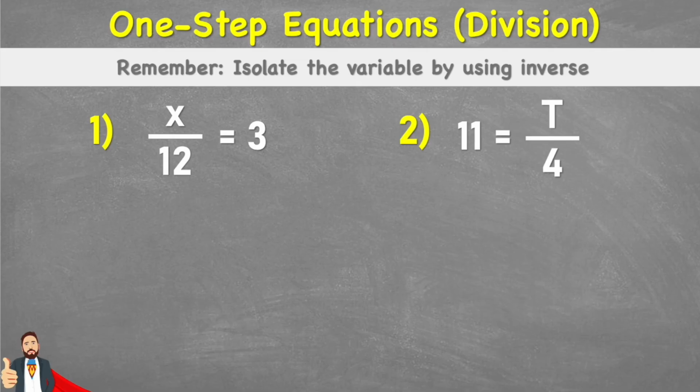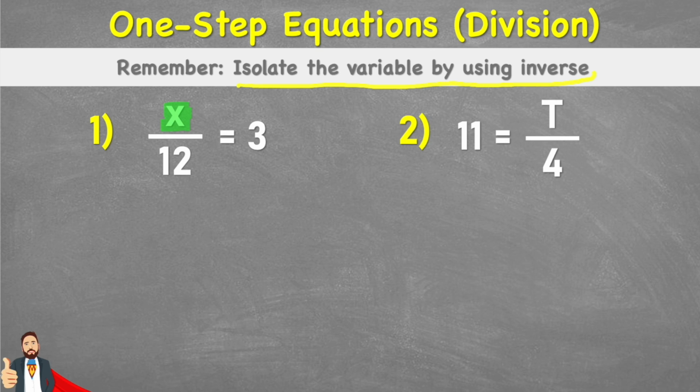Okay, so the first thing we need to understand when solving a one-step equation is that we want to isolate the variable by using the inverse. So first of all, what is the variable? Well, the variable is this little value represented by a letter where the value is unknown. So we need to try and get it on its own.